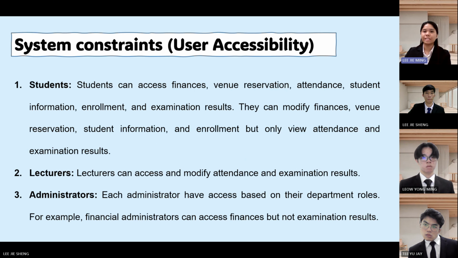So the next one is user accessibility. Students can access finance, venue reservation, attendance, student information, enrollment, and examination result. They can modify finance, venue reservations, student information, and enrollment, but can only view the attendance and examination result. Lecturers can access and modify attendance and examination result. For administrators, each administrator has access based on their department roles. For example, a financial administrator can access finance but not the examination result.